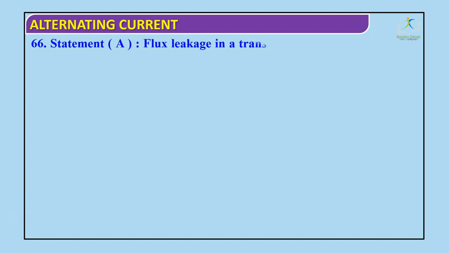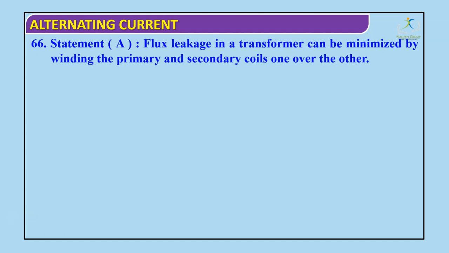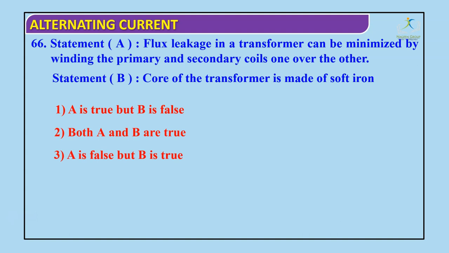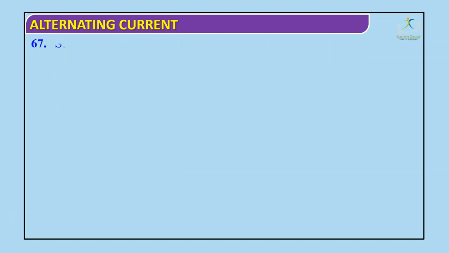Next question we have a statement. A: Flux leakage in the transformer can be minimized by winding the primary and secondary coil one over other. Statement B: Core of the transformer is made of soft iron. A is true, B is false. Both A and B are true. A is false but B is true. Both A and B are false. The correct answer for this question is both A and B are false.